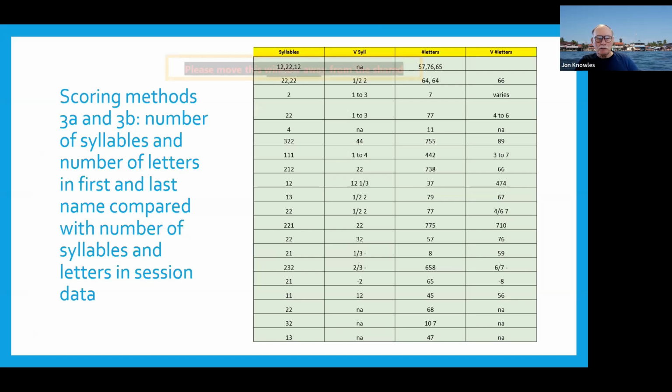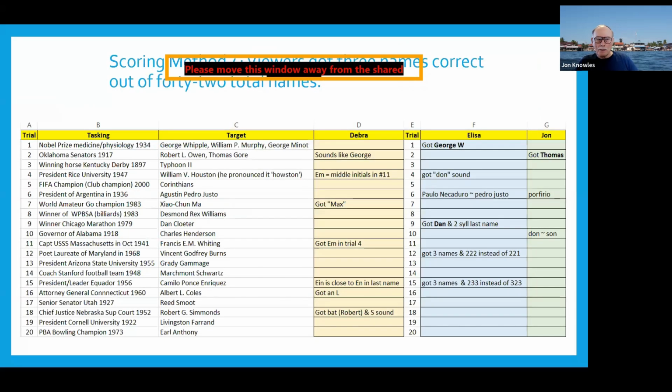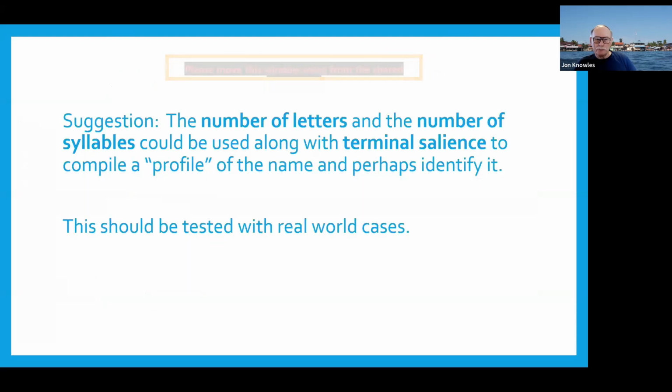Scoring method 3 and A and B, I won't go into that, but it looks like there is some possibility that counting the syllables and also the number of letters may be a useful measure. And as far as the fourth method, getting the exact names, Lisa had 2, George W and Dan, and I had Thomas, and that's all we got out of 43. So we've got a long ways to go to get the full names.